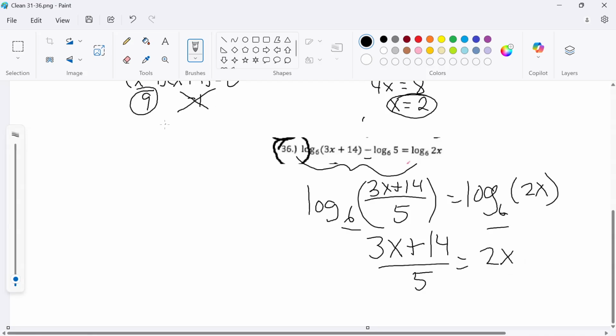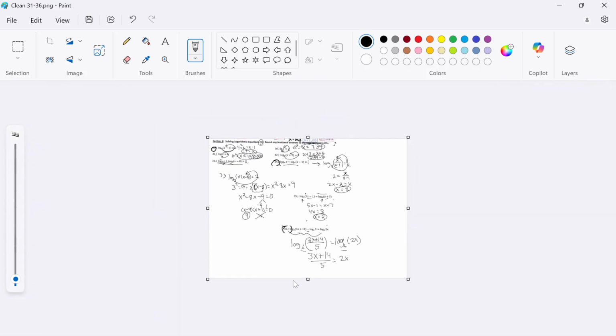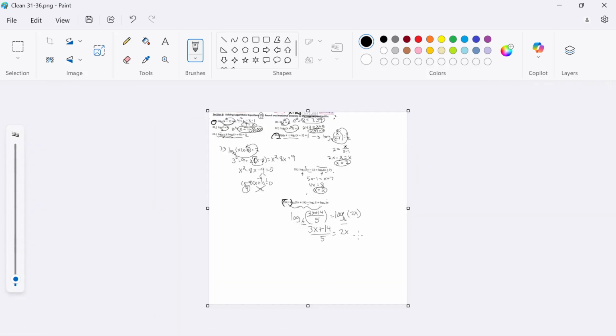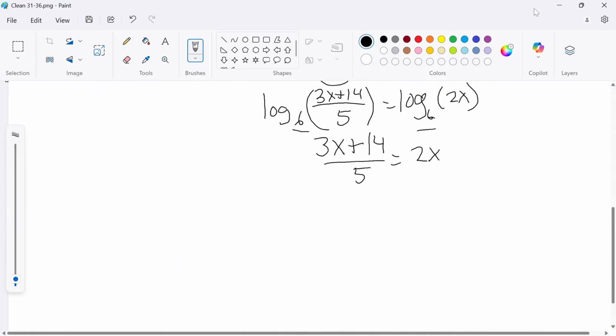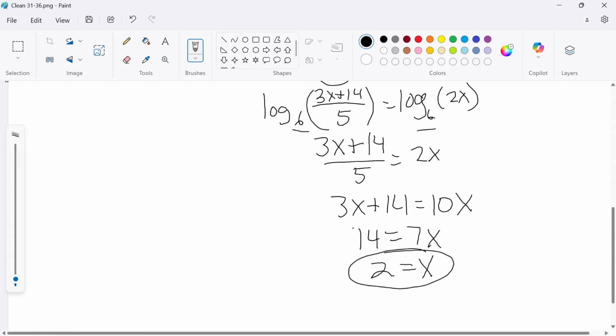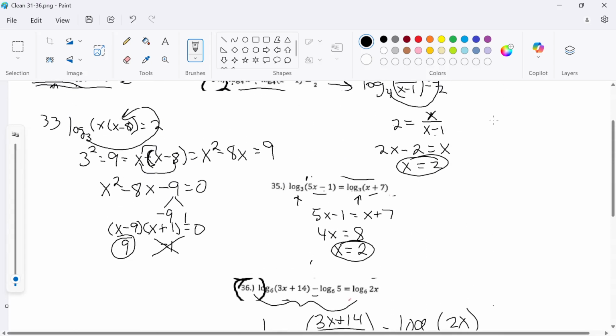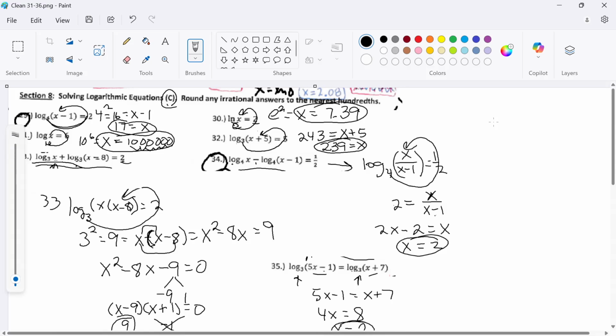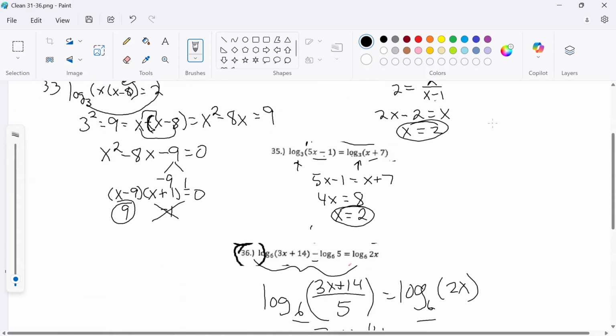I'm going to make more room. I will multiply both sides by 5. 3x plus 14 equals 10x. Subtract 3x from both sides. 14 equals 7x. Divide both sides by 7. X equals 2. There's the answer for that one. 36. And that's all of them. We've just done all of them.